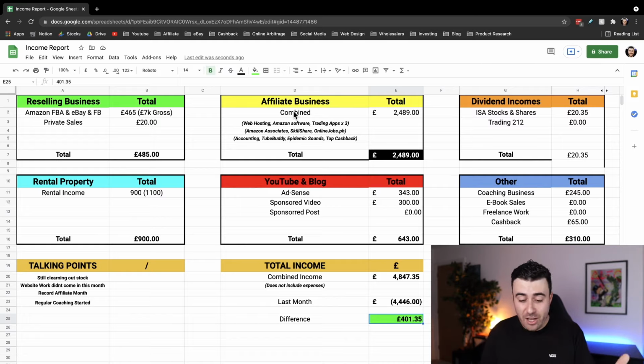One thing I have to say, like I said, this is not taking off tax or anything like that. This is all gross income, so do not take this as a literal figure that I will be receiving into my account. I put 20% aside at the moment to pay my tax bills and things like that. But yeah, that is my income from all my different income streams.